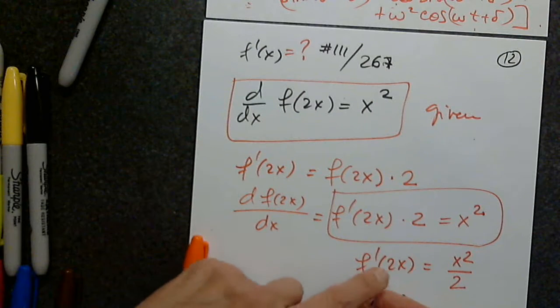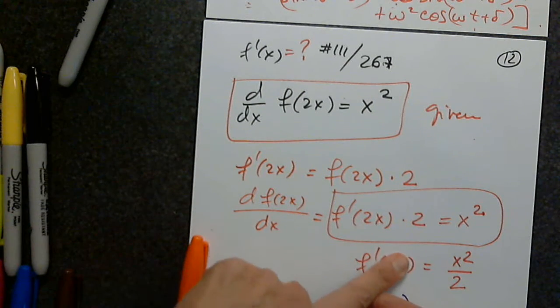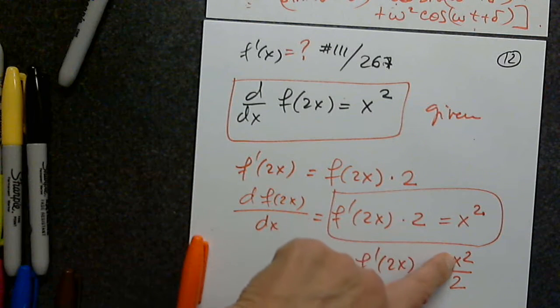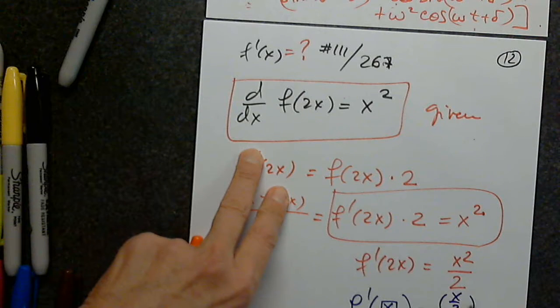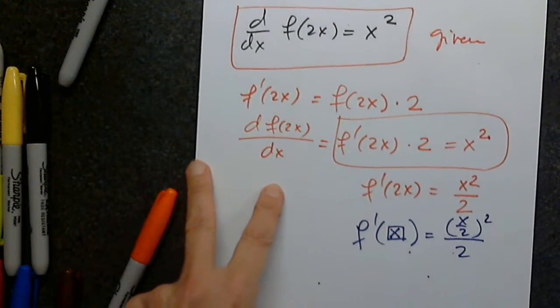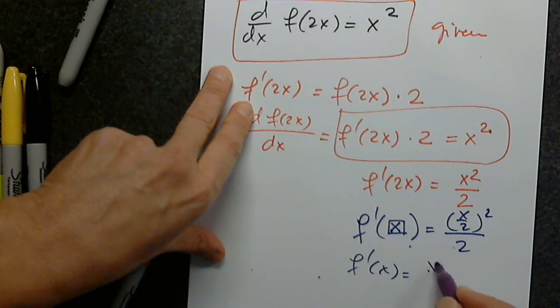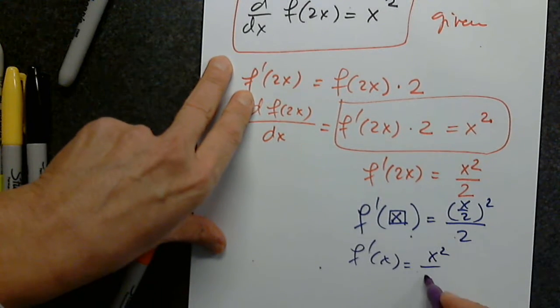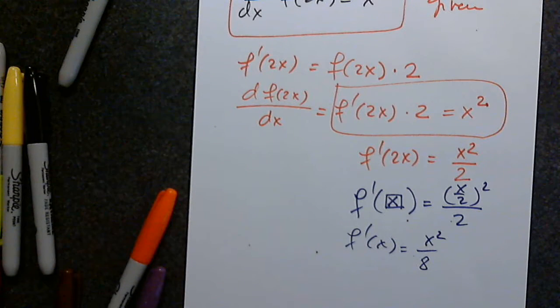So when I have 2x here, I have x. If I have x here, what should I have here? Exactly. So this is x over 2 squared divided by 2. So f prime of x is x squared over 4 divided by 2, which is x squared over 8. Now we can go back and verify everything.